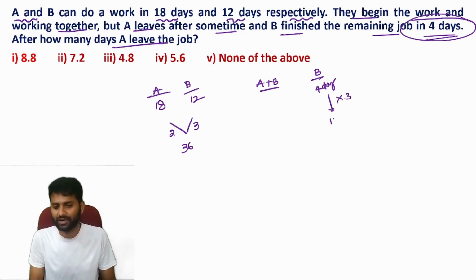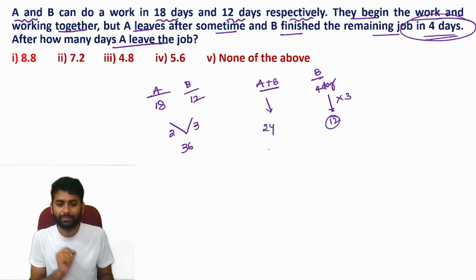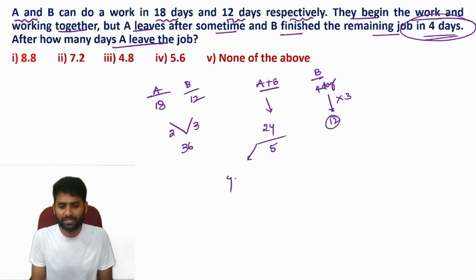In 4 days they will complete 12. It means the remaining 24 units were completed by A and B together. That's why the remaining work is completed by B in 4 days. So you have to understand that information. And according to their efficiency, 5 units per day, for 24 units, it takes only 4.8 days.